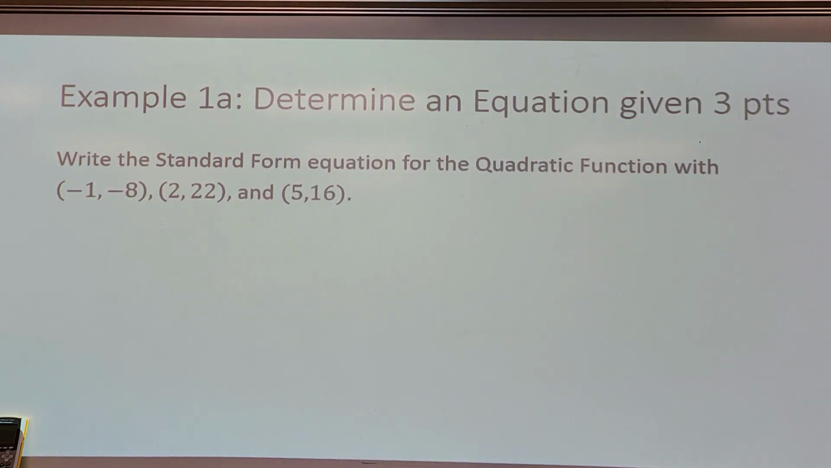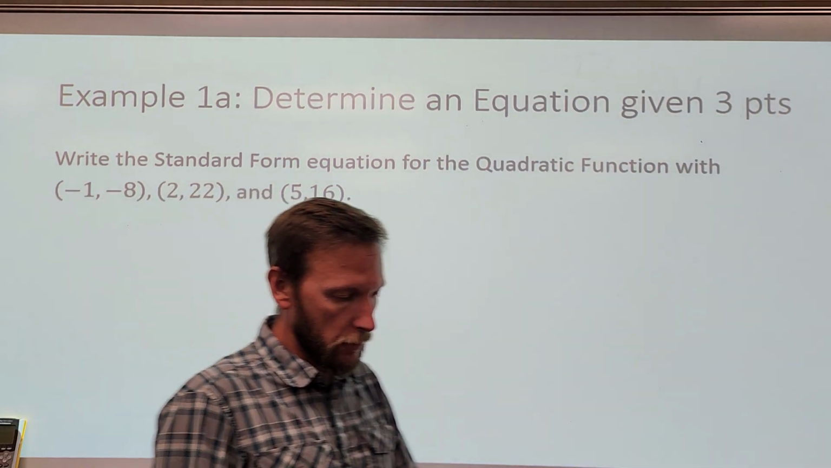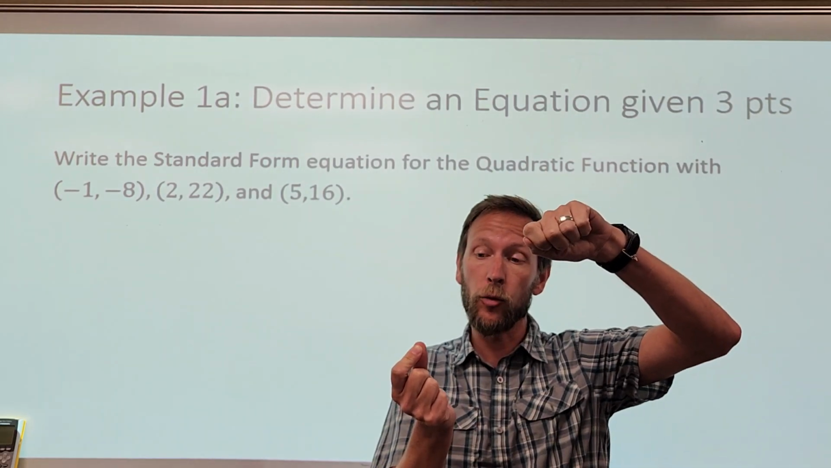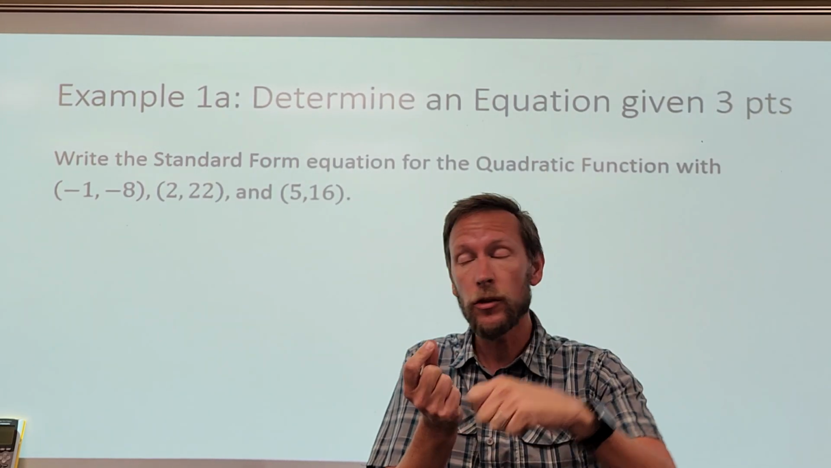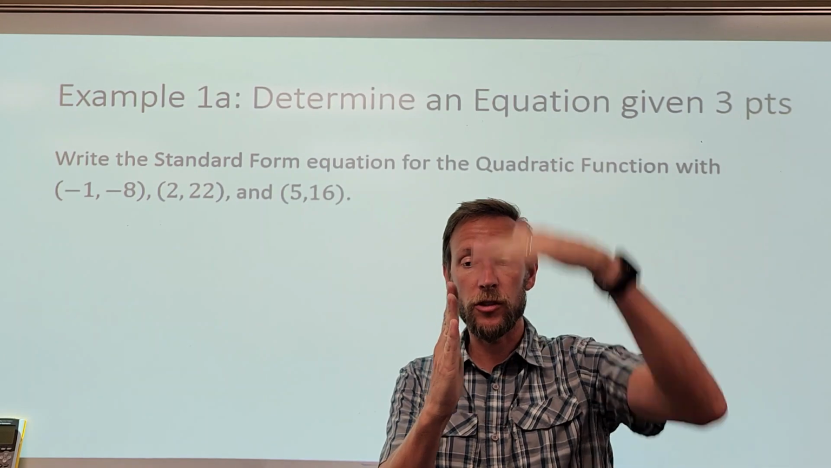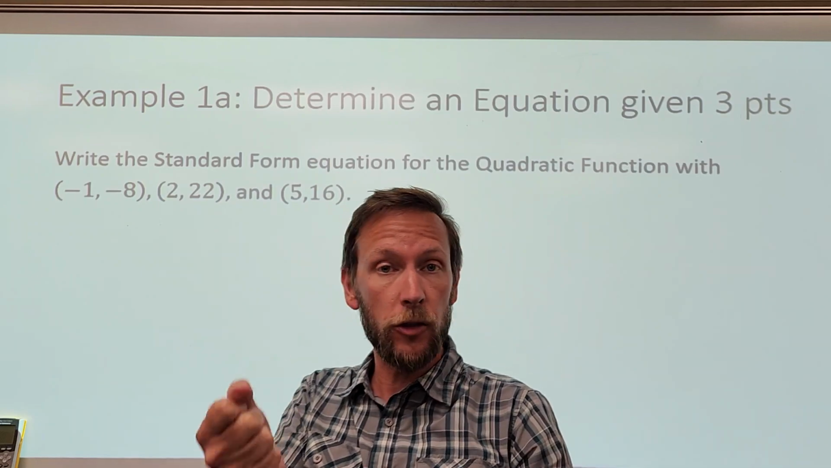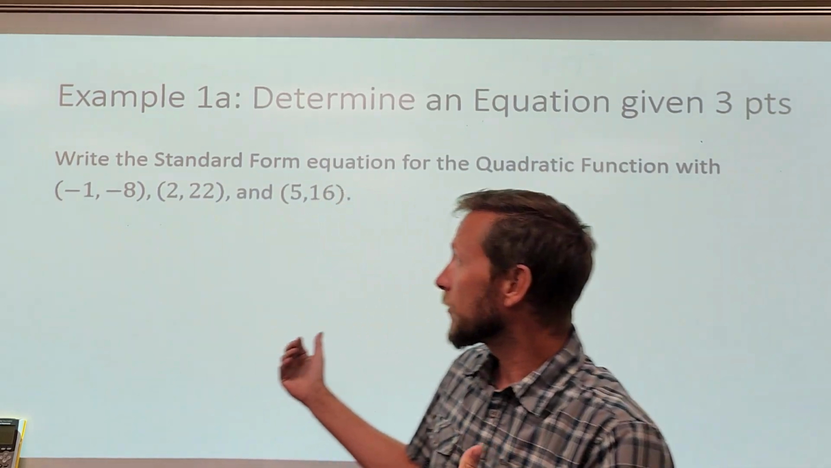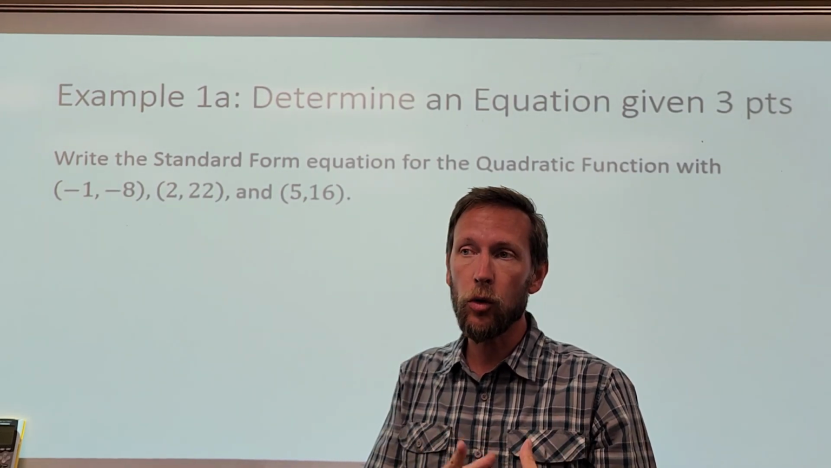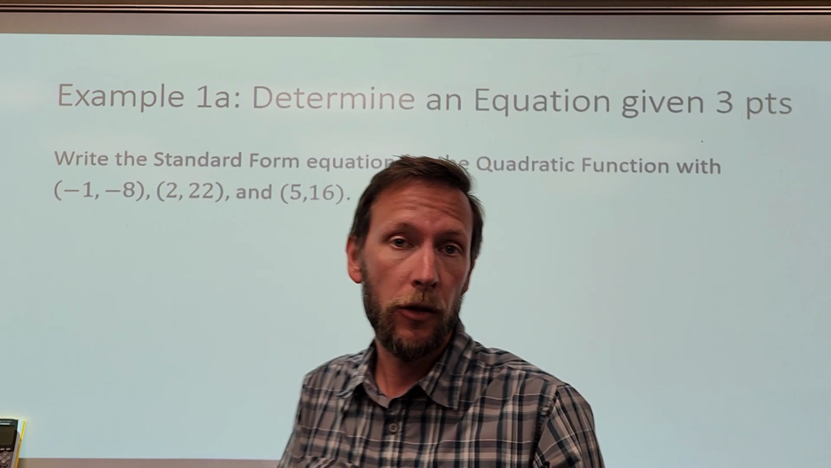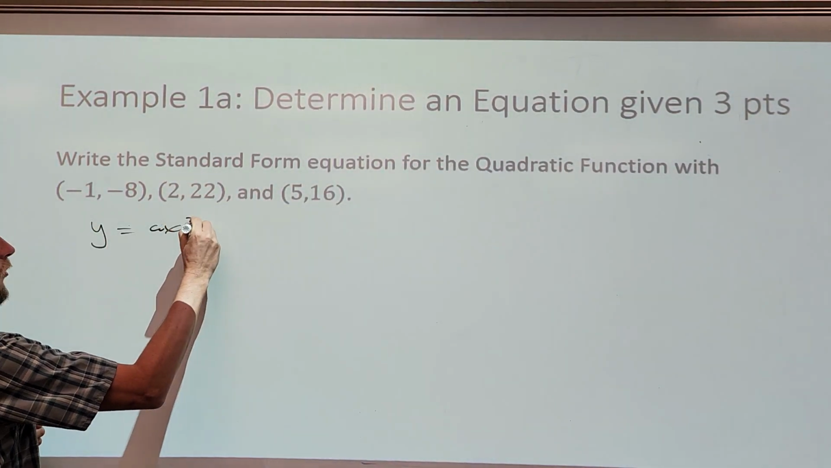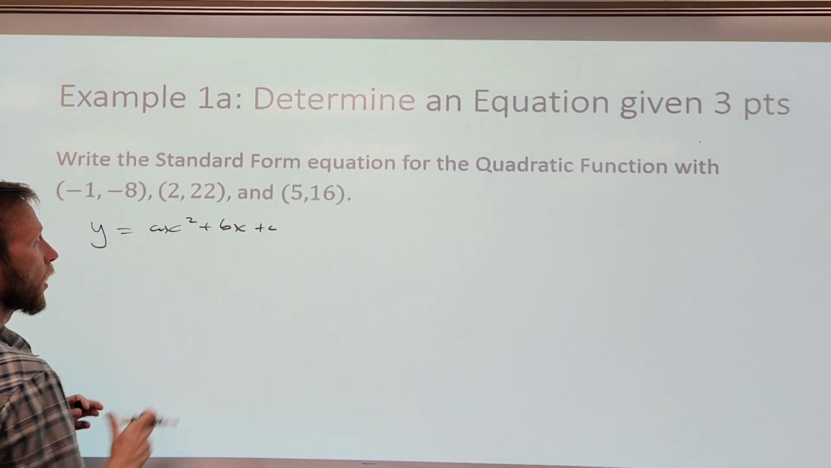But basically what we want to be able to do is, two times ago when we had the vertex and another x comma y, we could figure out what our a value was using the distance from the vertex and the vertical transition. If we had the vertex, we had h and k. Here we just have 3 random points that are on the parabola, and our goal is how do we write the equation, the y equals ax squared plus bx plus c equation.